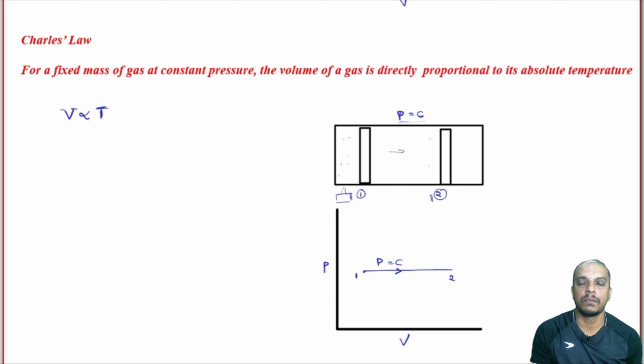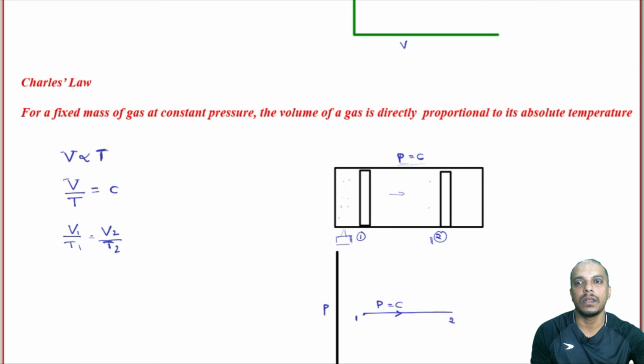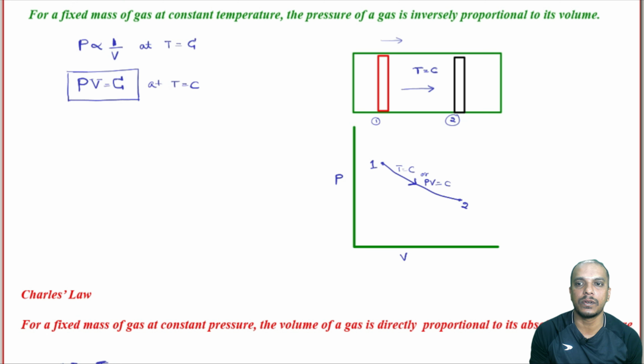So, volume is proportional to temperature can be further rewritten: this temperature can come to the left, and if you remove the proportionality constant, V by T is equal to constant, which means V1 by T1 is equal to V2 by T2. Similarly, here we had proved PV is equal to constant, which means P1 V1 is equal to P2 V2. If temperature is constant, we can write PV is equal to constant.